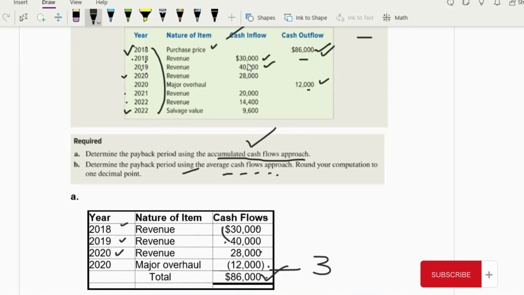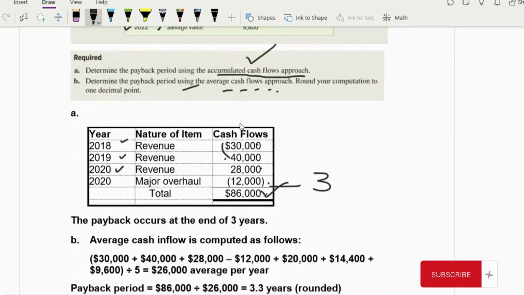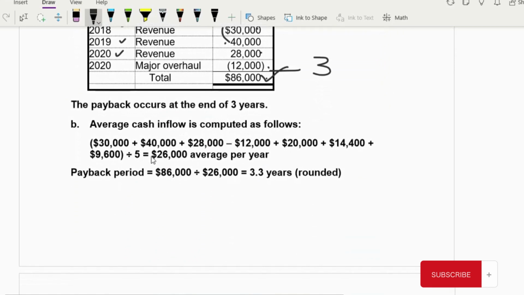So how I'm going to do that? 30,000 plus 40,000 plus 28,000 minus 12,000 plus 20 plus 14 plus 9,600 divided by life, which is 5 years. So when I do that, average cash flow becomes 226,000. Now I can use my initial formula, which was for even amount, so cost divided by your average inflow, so you get 3.3 years rounded figure for the payback period.